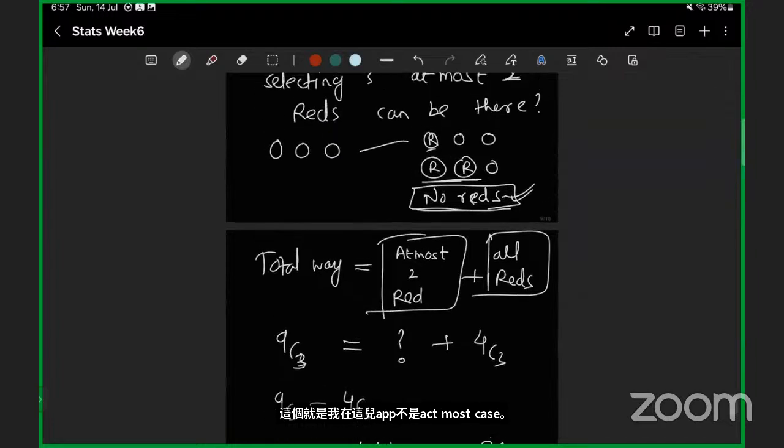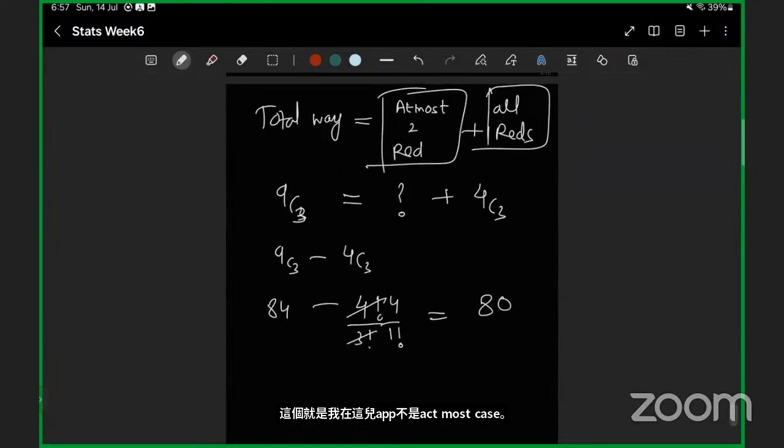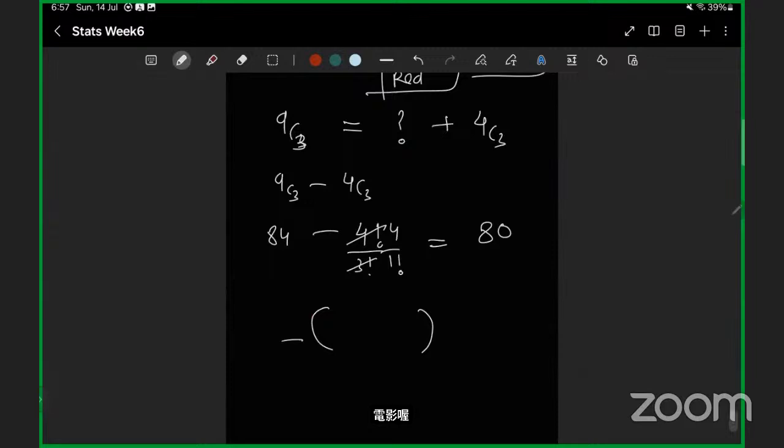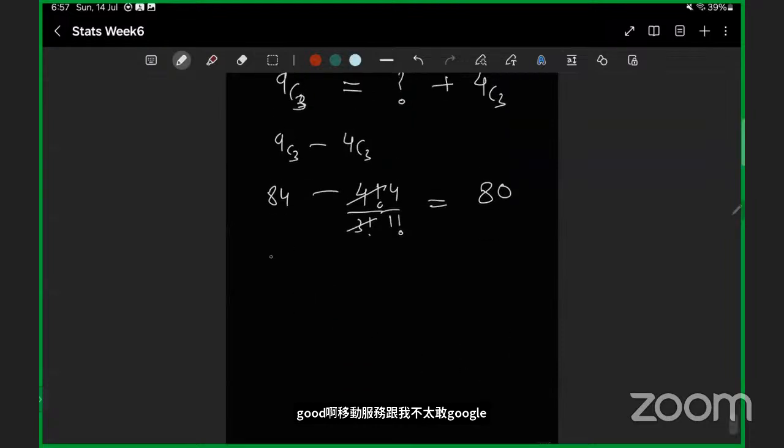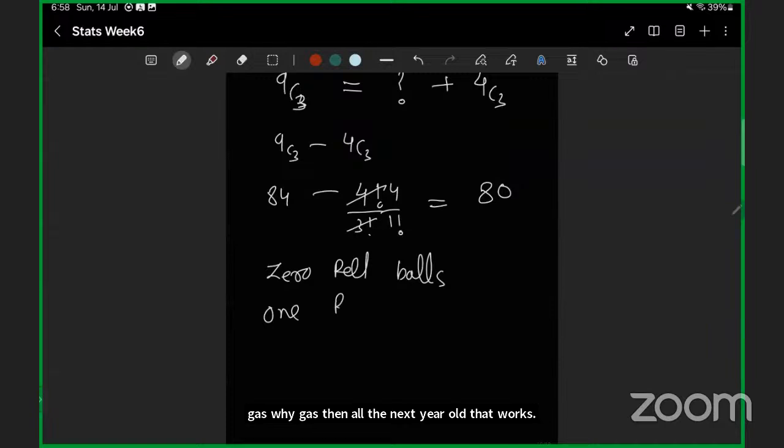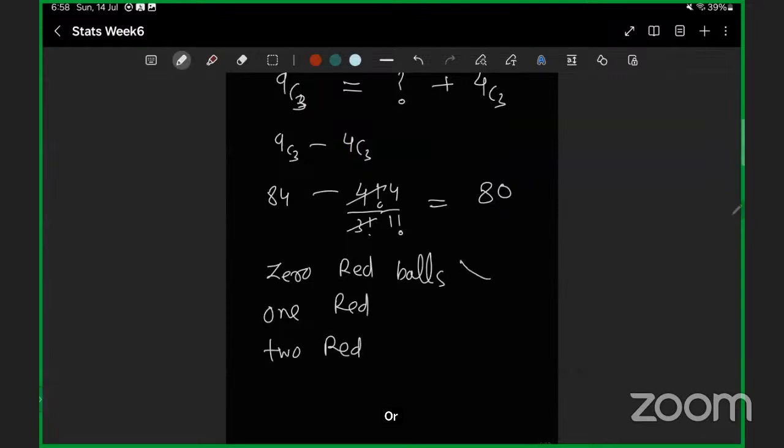Same thing. In at least we were on this side, and in at most we have to go till, let's say, 0, 1 or 2 balls, but I can't go more than that. So if I go case by case, I have 0 red balls, 1 red ball, or 2 red balls. So three cases are there.